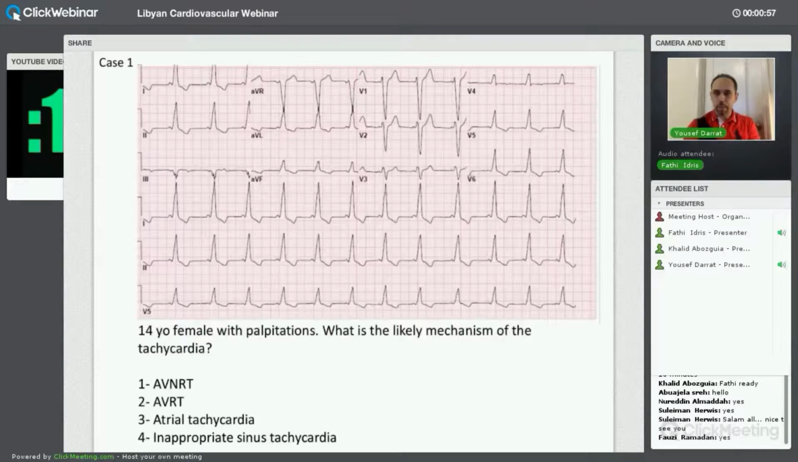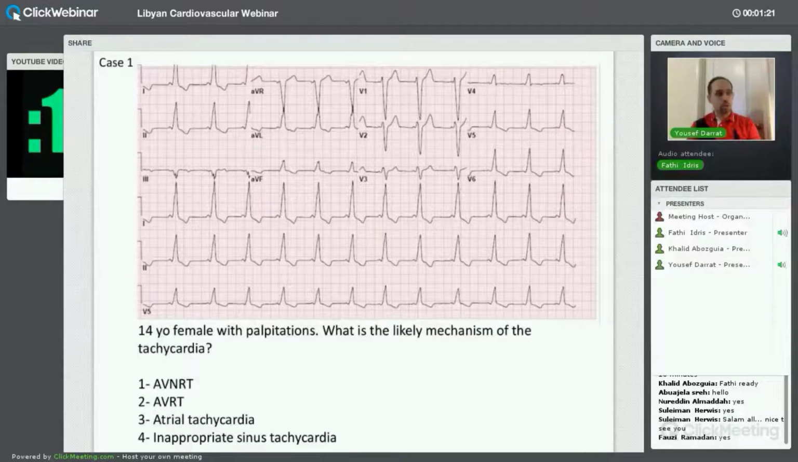So we'll start with the cases. We'll have an EKG, of course, with a really short scenario, and then we'll have multiple choice questions. There are 3 or 4 different choices, and once we're ready to answer the question, you'll have 30 seconds to answer. So once we have the poll ready, go ahead and vote.